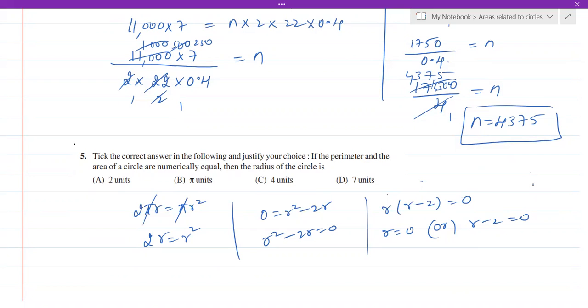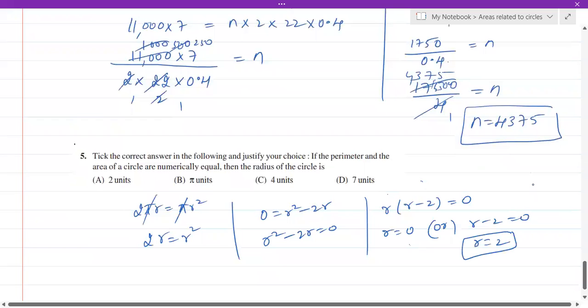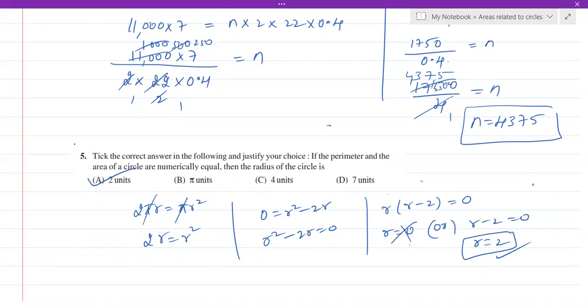If r minus 2 is 0, if you send minus 2 to the other side, r will become 2. r cannot be 0, right? That is not possible. If r is 0, then it is not a circle at all. Remember, if the radius is 0, then it becomes a point. It doesn't become a circle. So this is not possible. Therefore, the correct value of r is 2 units. So option A is the correct answer.